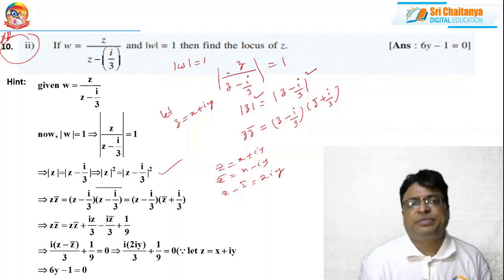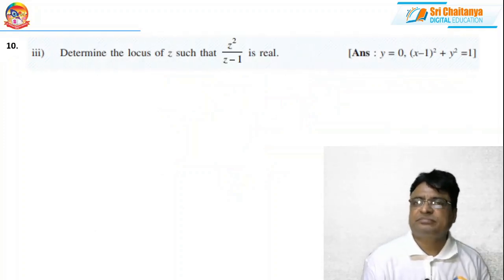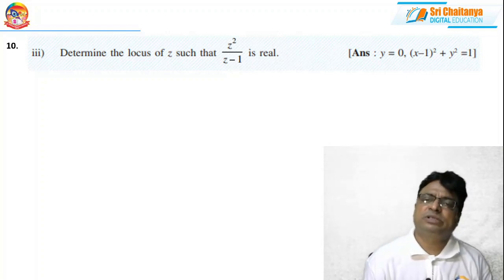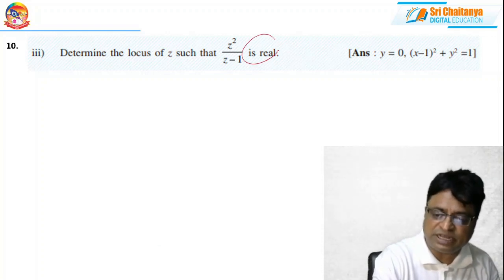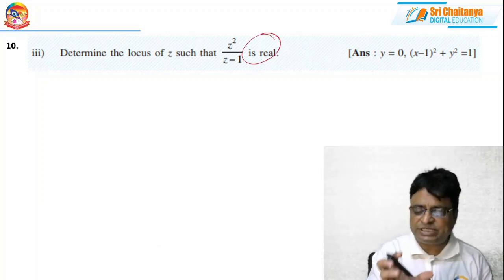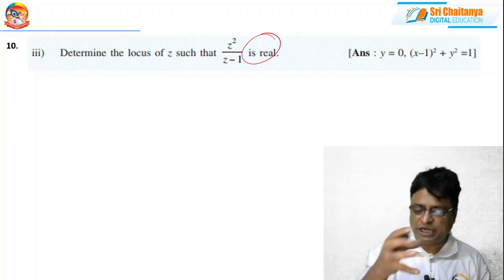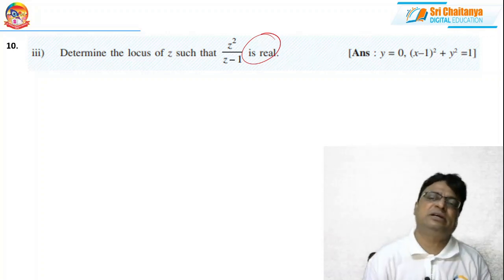Very simple one. Now coming to the third problem. Again, here also the problem is very simple. Determine the locus of z such that z squared by (z minus 1) is real. Real means what? The imaginary part is 0. So you find z squared by (z minus 1), of course in rational form, and you rationalize it and equate the imaginary part to 0, and you will get the answer.